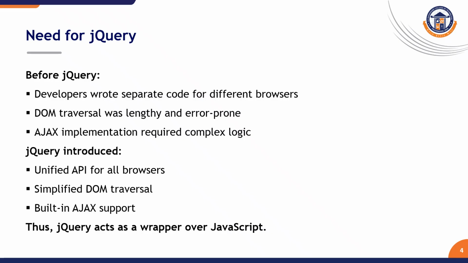Need for jQuery. Before jQuery, developers wrote separate code for different browsers. DOM traversal was lengthy and error-prone. Ajax implementation required complex logic. jQuery introduced a unified API for all browsers. It simplified DOM traversal and provided built-in Ajax support. Thus, jQuery acts as a wrapper over JavaScript.